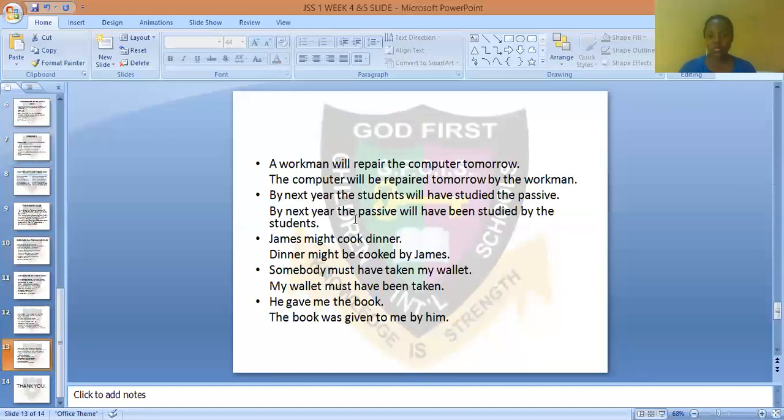James might cook dinner. So James here is the subject, cook is the verb of the sentence, and dinner is the object of the sentence. So James is the performer of the action, cook. Dinner might be cooked by James. So James becomes the receiver of the action in the passive voice.